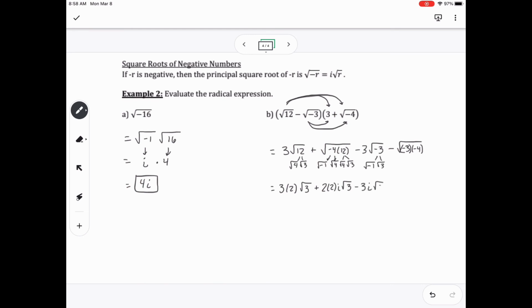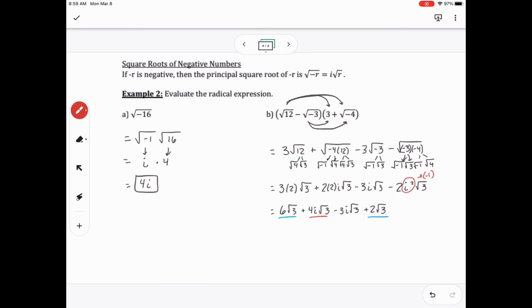And then the next one, I have a -1 and a 3, so I can just pull out an i. That leaves me with square root of 3 there. And then the last one, I have two -1s that I can pull out, and a 3 and a 4, which 4 becomes 2. Then I have an i squared because I have two i's that are multiplied to each other. So simplifying, I get 6 square root of 3, 4i square root of 3 minus 3i square root of 3, and then because that i squared becomes -1, it's actually positive 2 square root of 3.